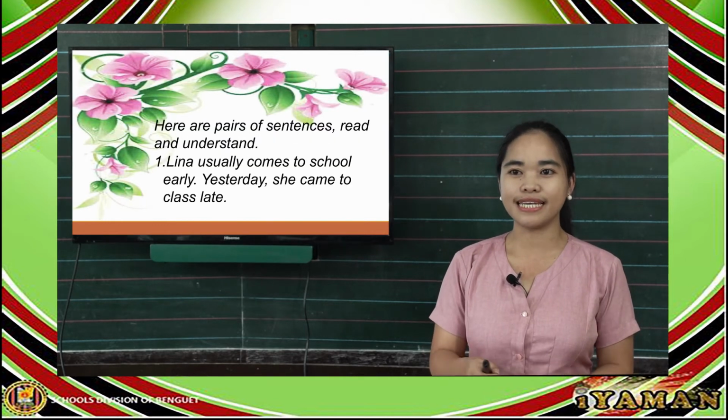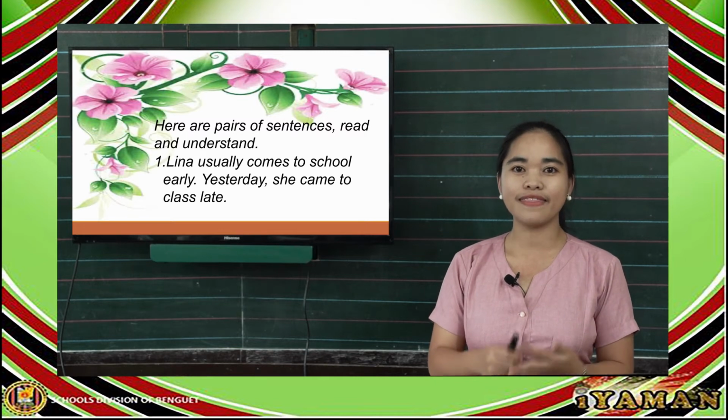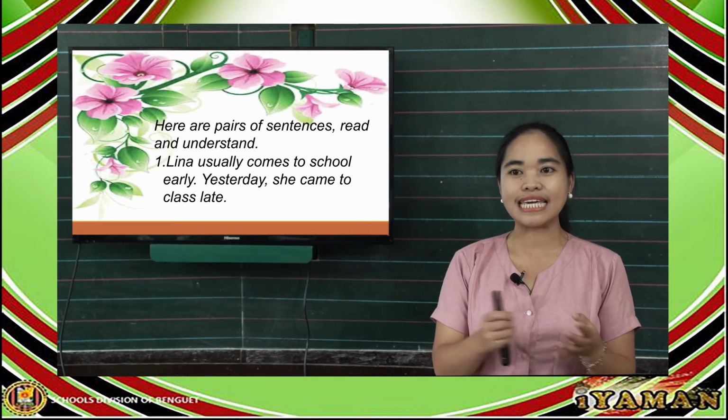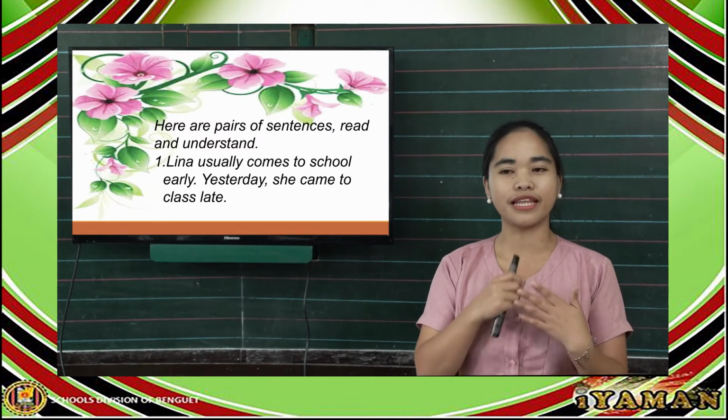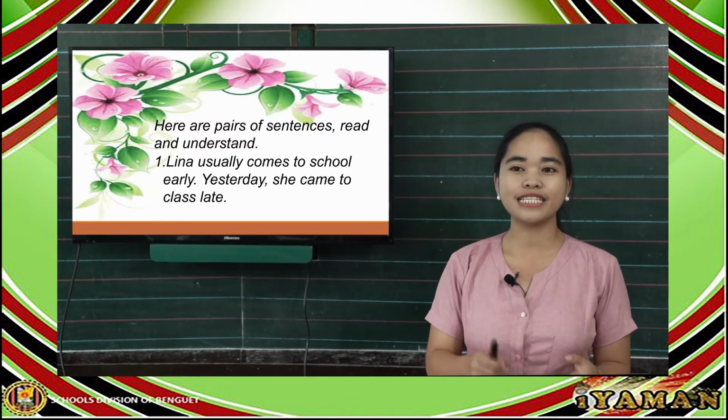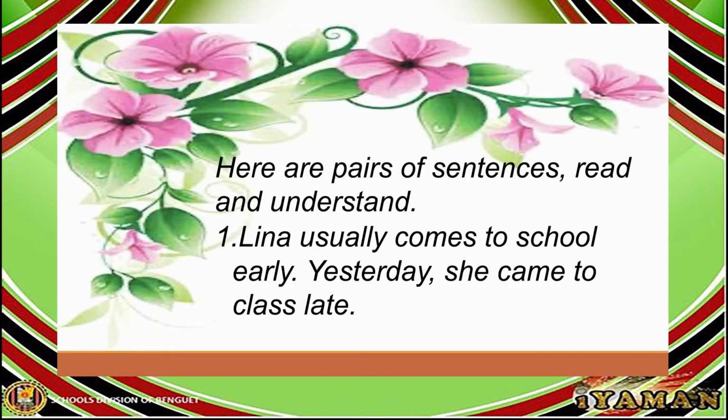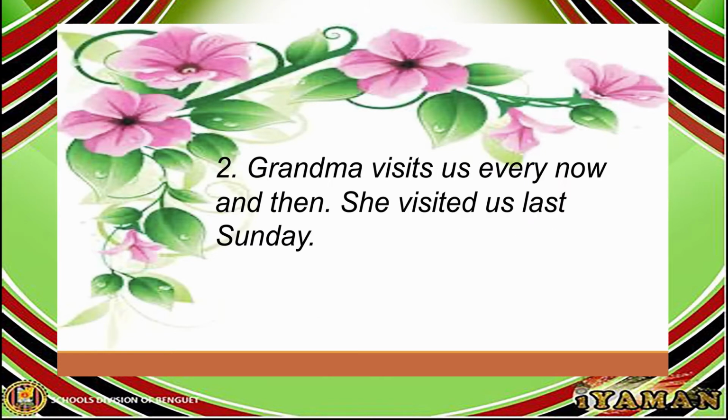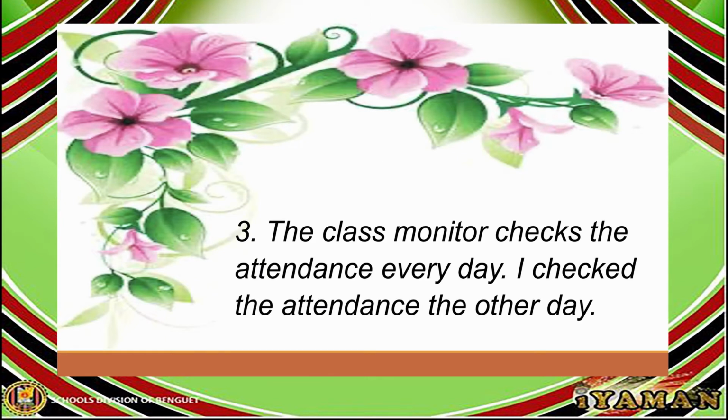Now, let us proceed to the simple past and the past perfect. So before that, here are pairs of sentences I would like you to read and understand. Let's read them together. Number 1, Lina usually comes to school early. Yesterday, she came to class late. Second, Grandma visits us every now and then. She visited us last Sunday. Number 3, the class... I checked the attendance the other day.